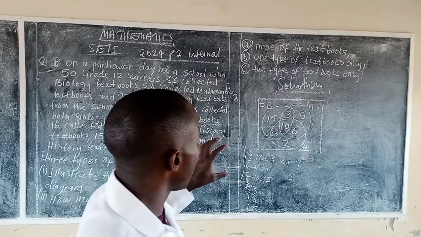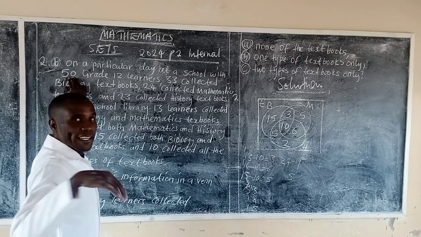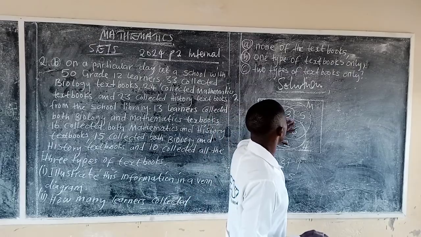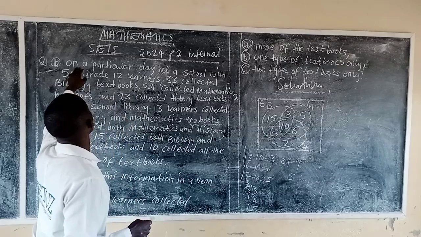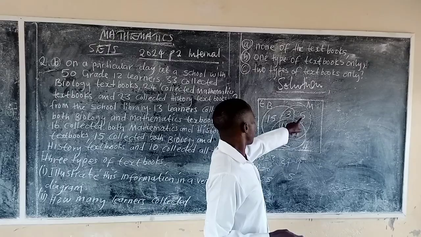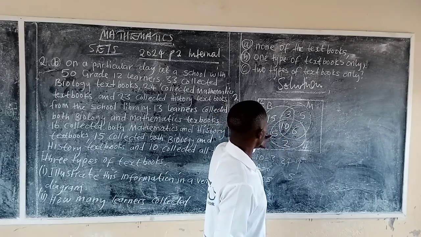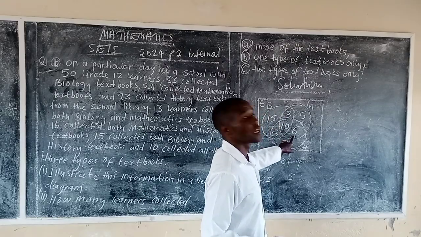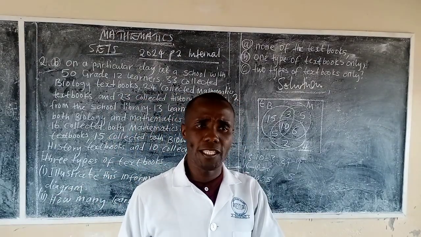But finally, since you are given the total number of learners who are in the 12, let us try by all means possible to add all these numbers in all the 3 sets and see if you are going to have 50. So let's add 15 plus 5, 20, 20 plus 10, 30, 30 plus 5, 35, 35 plus 3, 38 plus 2, 40 plus 6, 46. So there are 46. Meaning there were some learners who did not collect any book.